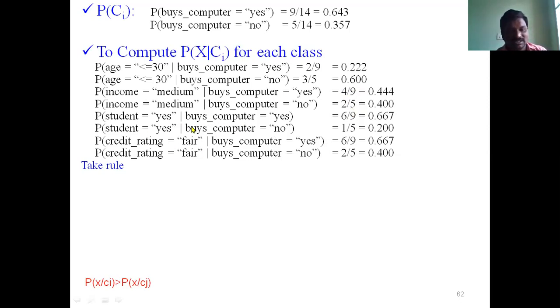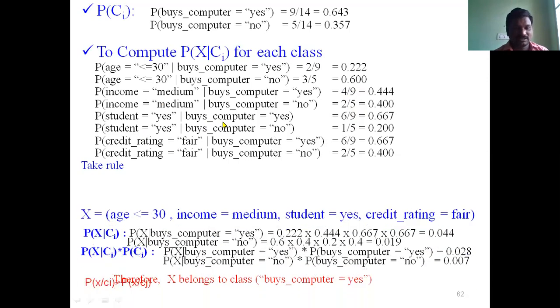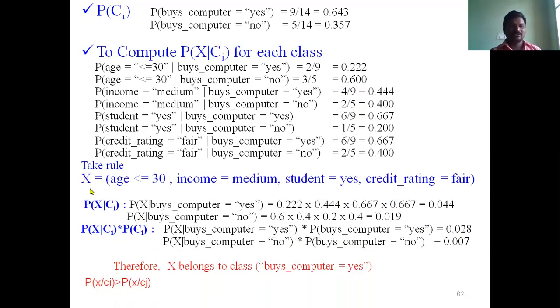Similarly for the student. Take a rule here. What is the rule? First, I need to identify X. X is age less than 30, that means age less than 30 in the sense youth, income equal to medium, student equal to yes, credit rating fair. For this one, I'm going to calculate the probability of X divided by Ci.